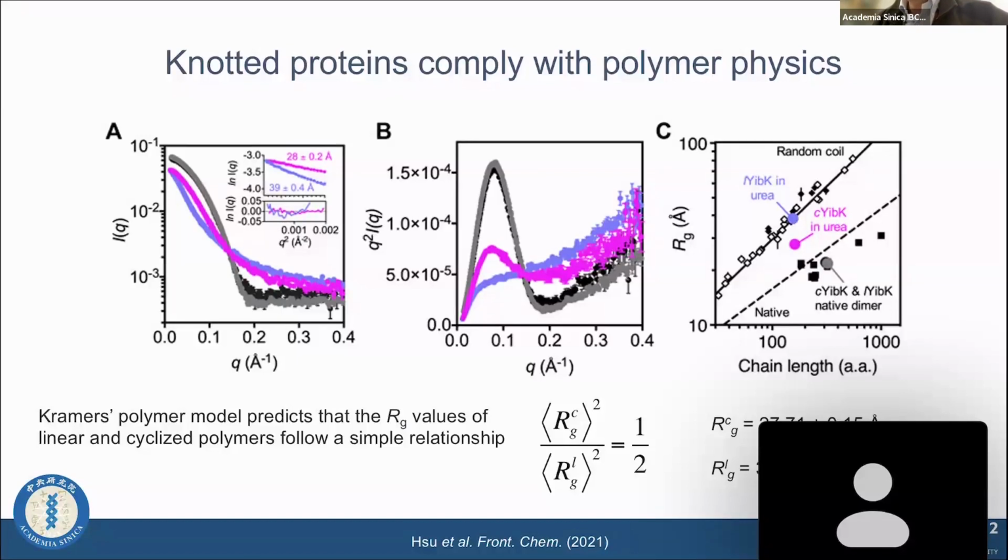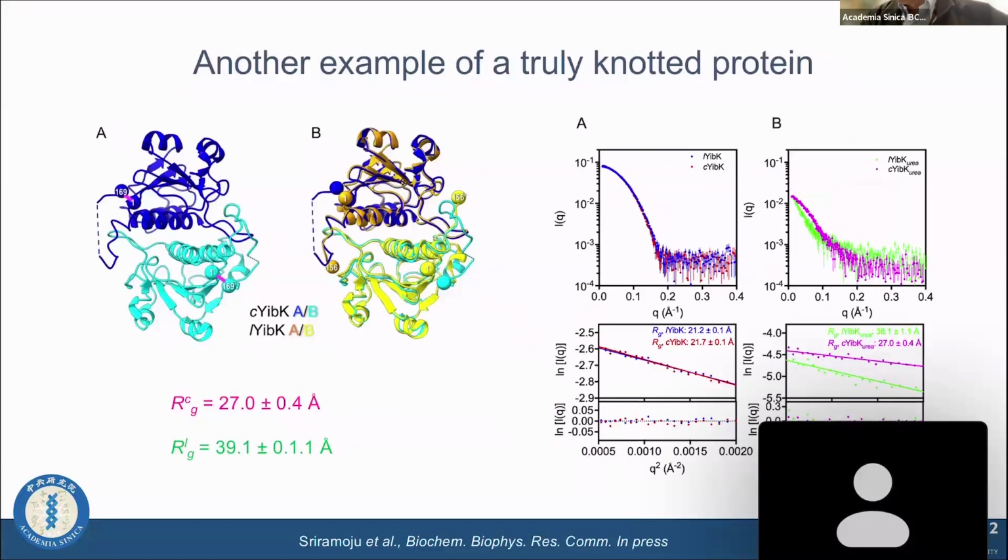But proteins are heteropolymers with 20 different kinds of building blocks. But in these experiments, we show that despite the fact that the side chains are heterogeneous, the unfolding process or the random coil behavior of these heteropolymers follow exactly the same behavior as Kramers predicted for cyclized polymers. The paper was accepted just last week.